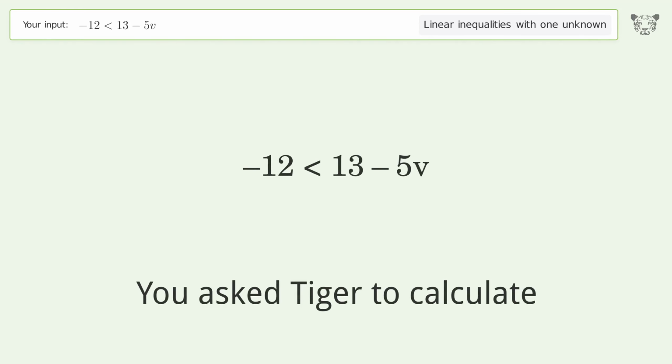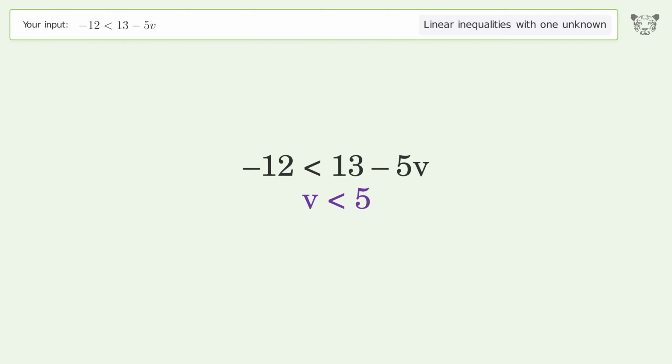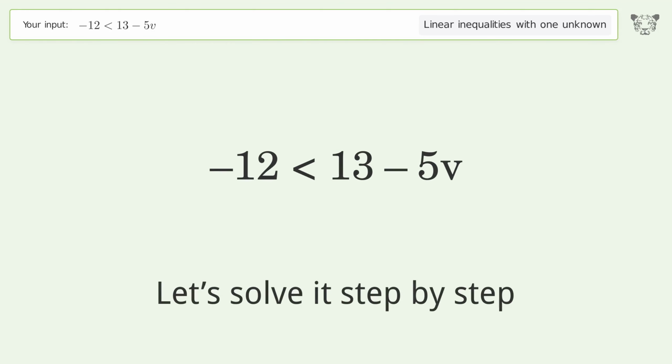You ask Tiger to calculate. This deals with linear inequalities with one unknown. The final result is v smaller than 5. Let's solve it step by step.